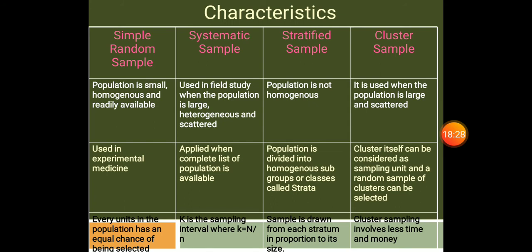It is used when the population is large and scattered. The cluster itself can be considered as a sampling unit and a random sample of clusters can be selected. Cluster sampling involves less time and money.